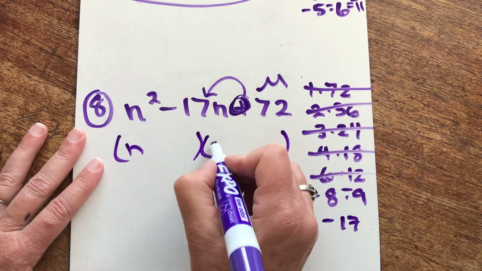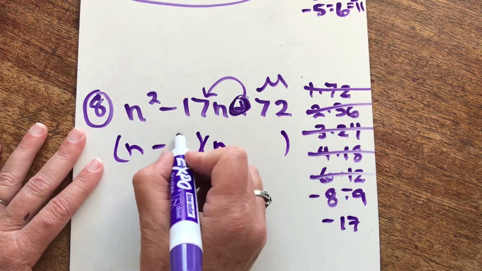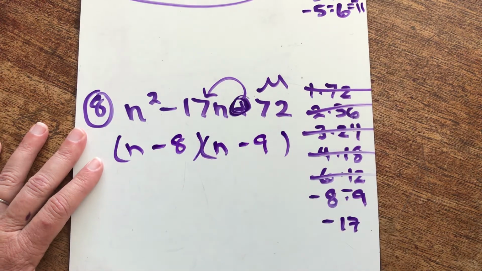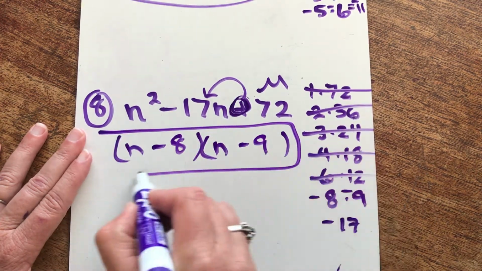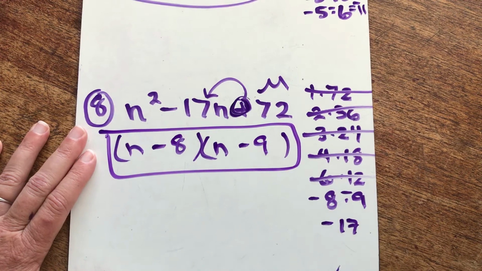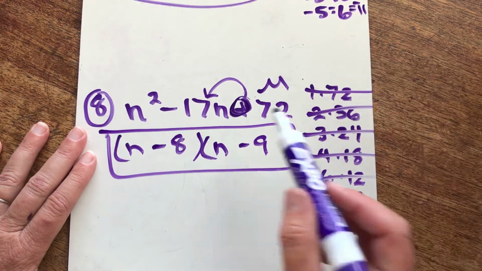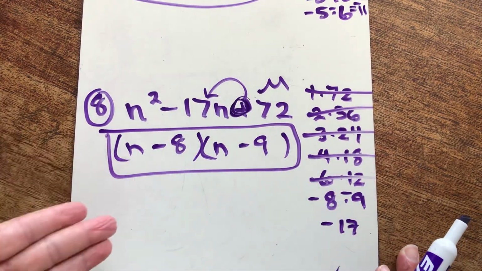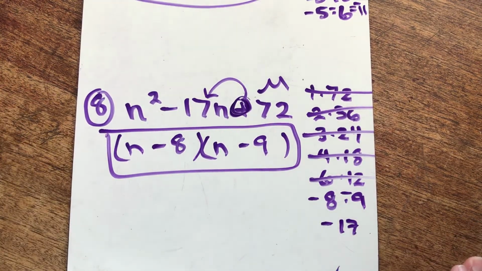So it's n times n, negative 8 and negative 9. You could put the negative 9 first and then the negative 8 if you wanted. Then you could multiply it out and check your answer if you wanted, but there's your final answer. And notice, I'm looking for this kind of work here, and I'm looking for the answer to be nice and obvious.